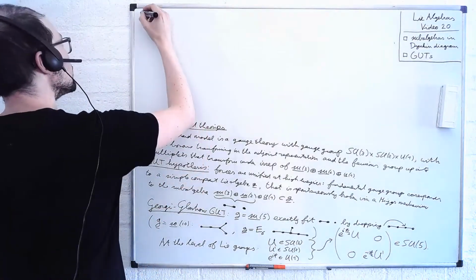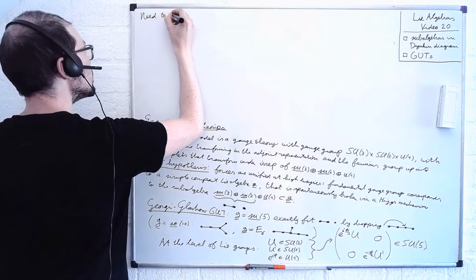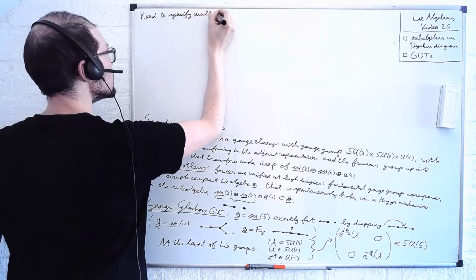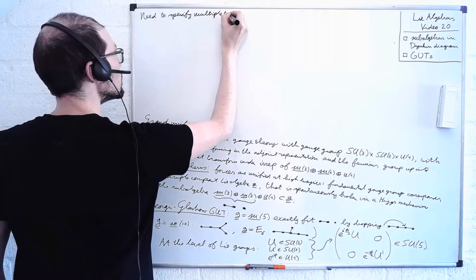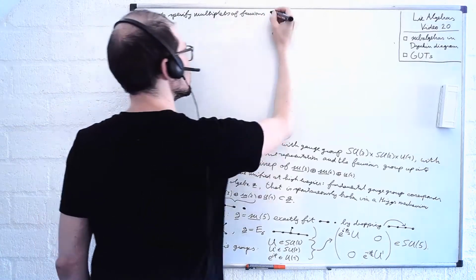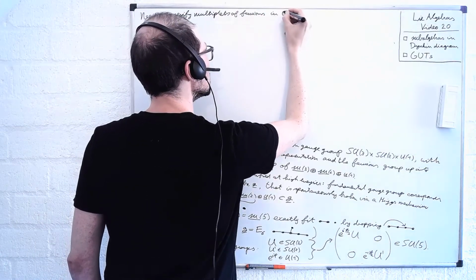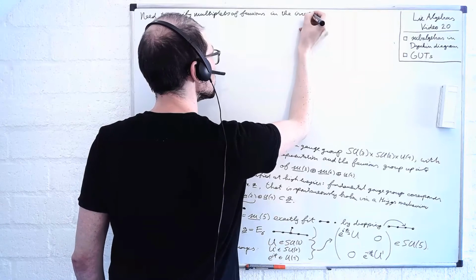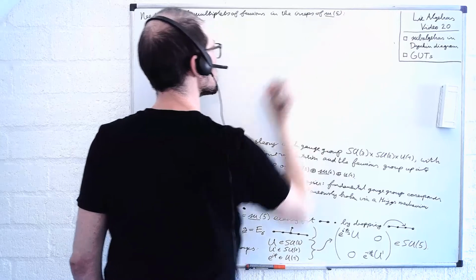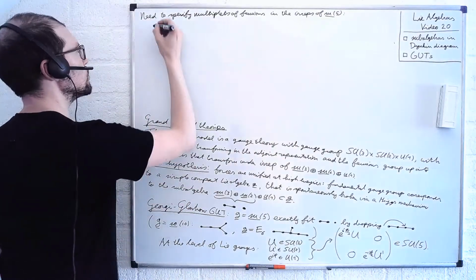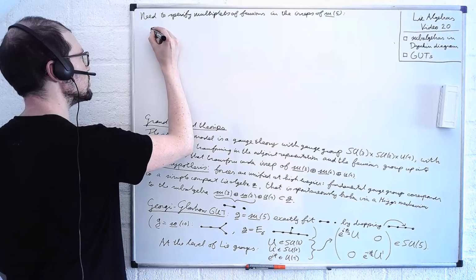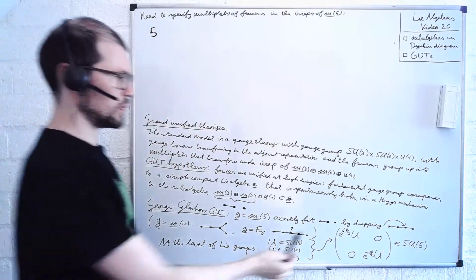So I need to specify the multiplets of fermions. So they sit in the irreducible representations of SU5. One of the irreducible representations of SU5 is just the fundamental representation. So it's a 5-dimensional one on which these matrices act.